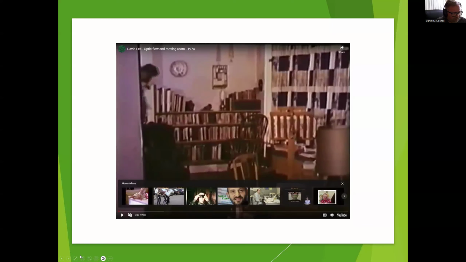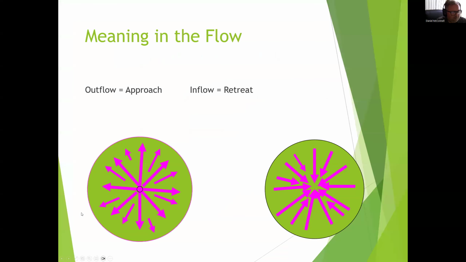I'm going to skip on past our stuff here on the moving room study. I think we have that down. What I want to talk about here, following up on that moving room study, is this idea that expansion, radial expansion, also known as outflow, specifies approach, right?